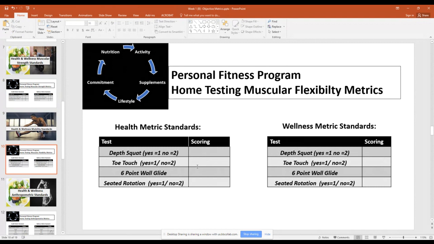Can you, on your depth squat, imagine you're at the bottom of a staircase, can you sit down on that bottom step and then stand up without losing your balance? Okay, so can you touch that bottom step with your butt and stand up, yes or no? Toe touch, from a standing position without bending the knees, can you touch your toes, yes or no? The 6-point wall glide, this is a little different than you might be used to, but let me walk you through it.